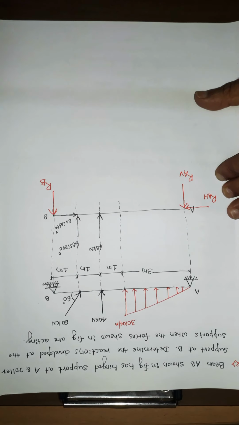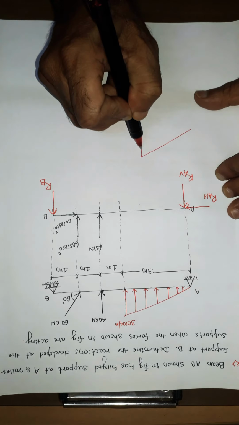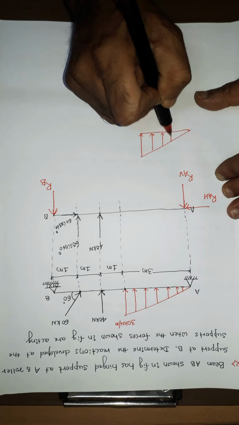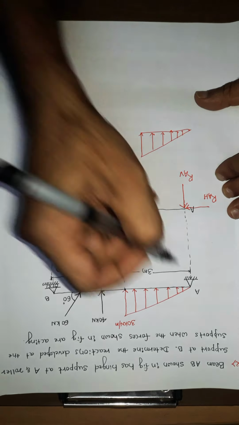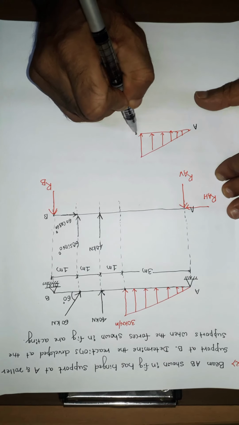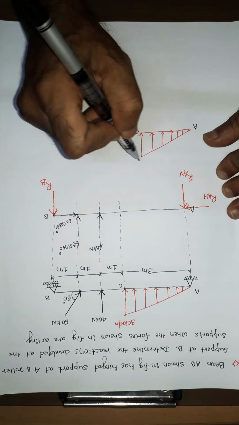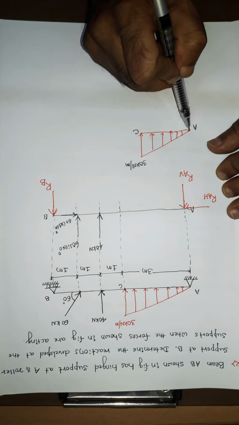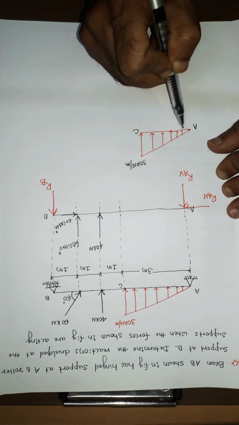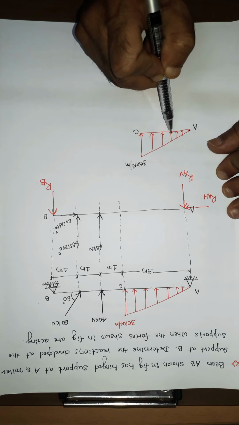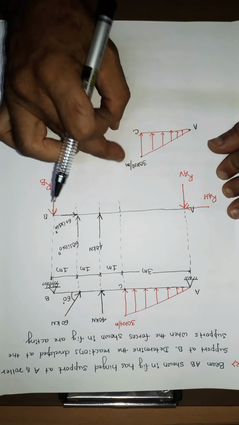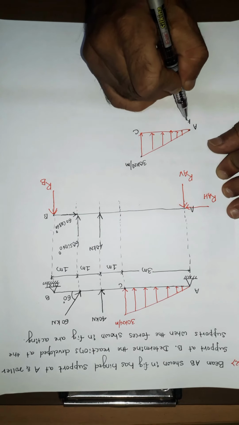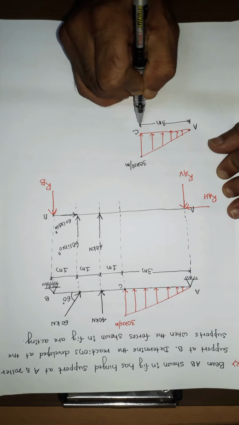Now I am going to draw this triangular load and see how we convert this into point load. You can write this as A, and here as C, no problem. Here the maximum intensity of load is given as 30 kilonewton per meter, and at this point the load is 0. It is increasing and the maximum will be 30 kilonewton per meter. The triangular load acts for a span of 3 meter.